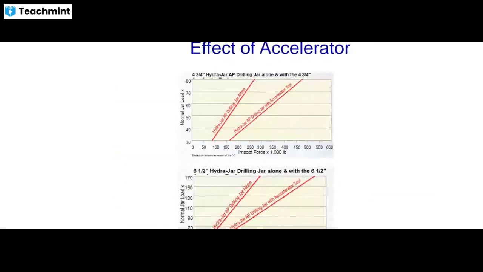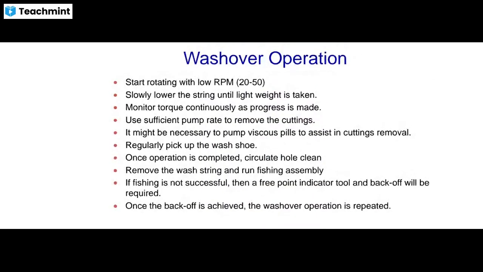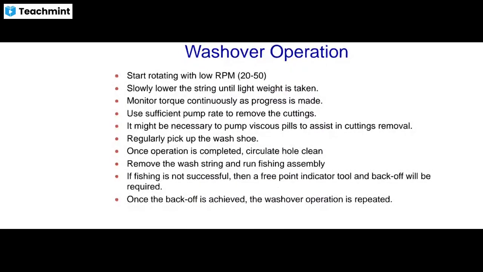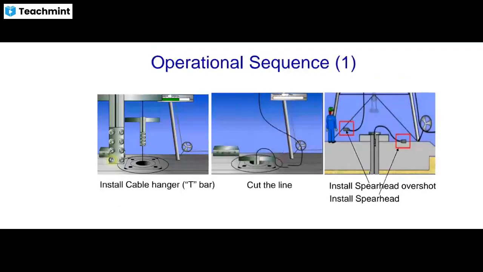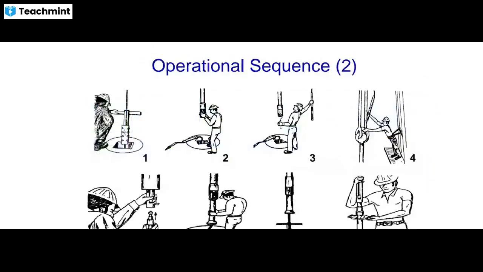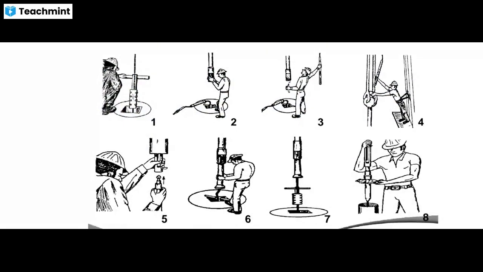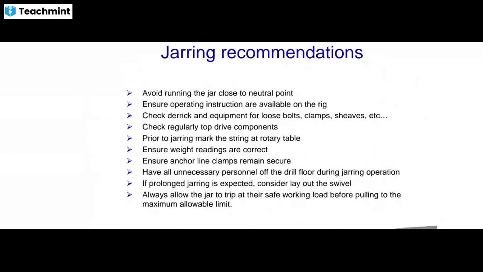And this is the effect of accelerator and washover operation, starting rotating with low RPM. Once backup is achieved, the washover operation is repeated. And operation sequence: install cable hanger, cut the line, install spear, overshot. And operation sequence 2. So this is jarring recommendation. So these are the points which you should remember.